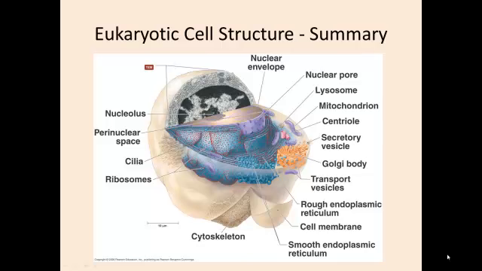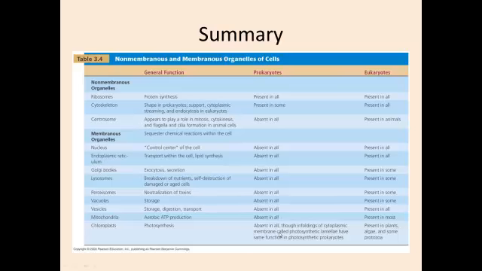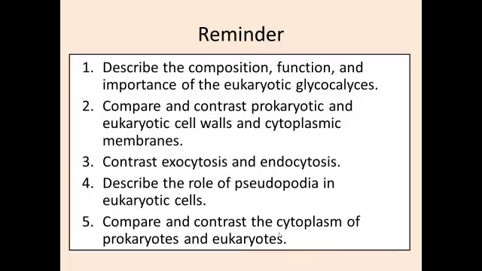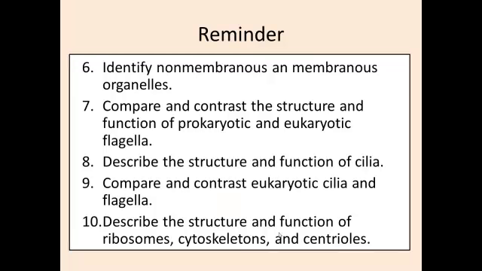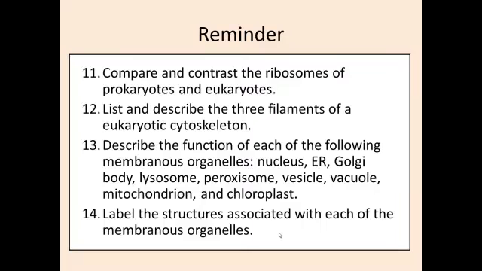Well, that's it for this topic. I have some summary slides. This one shows an animal cell. It would be good to practice labeling this figure with the names of the structures, both external and internal, and with the functions of the structures. I have included a table that summarizes the various structures, lists their functions, and indicates if they are in prokaryotes, eukaryotes, or both. And here are the reminders of the learning objectives for this topic.